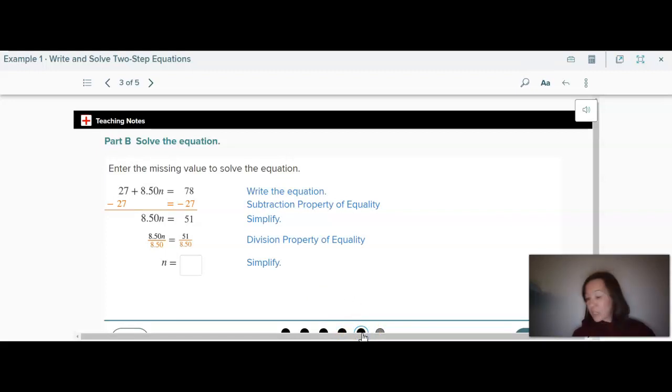We divide both sides by 8.50, so n is equal to 51 divided by 8.50, which is 6. Again, you can use your calculators to do this part for you. So she had 6 friends at the party.